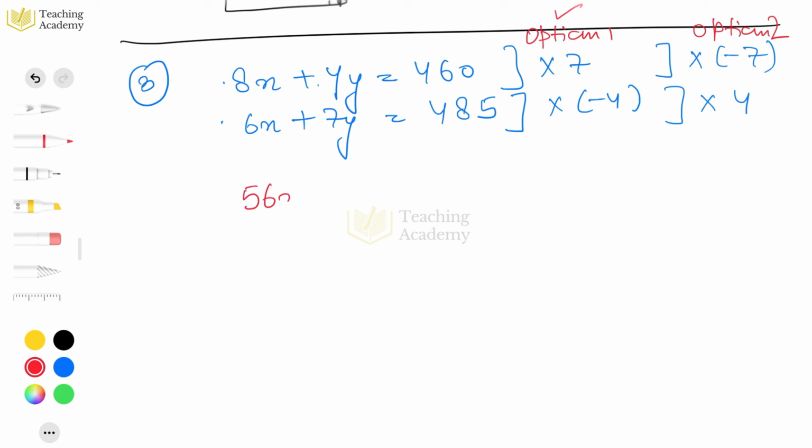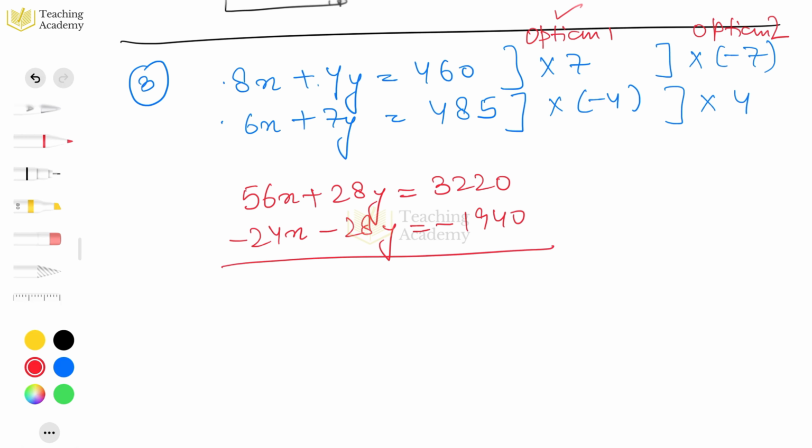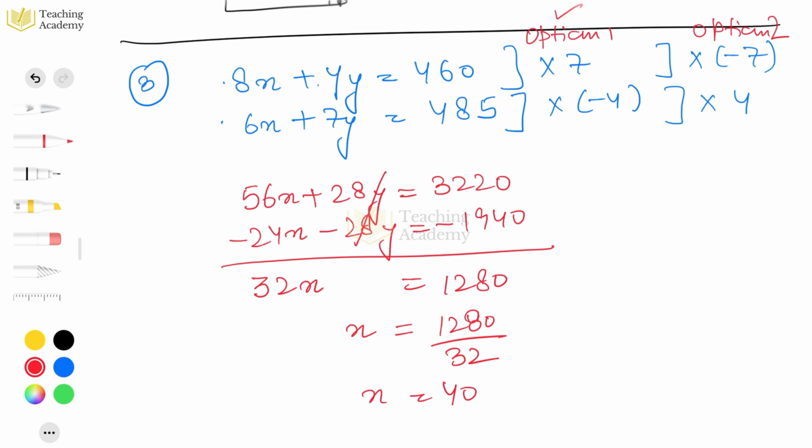So it is giving me 56x plus 28y is equal to 3220. And the second equation is going to give me negative 24x negative 28y equals negative 1940. Now you add it again. You can simply see that these are going to cancel out. So this is going to give you 32x is equal to 1280. So x is 1280 divided by 32, which is going to give you a 40. So this is the solution for x.